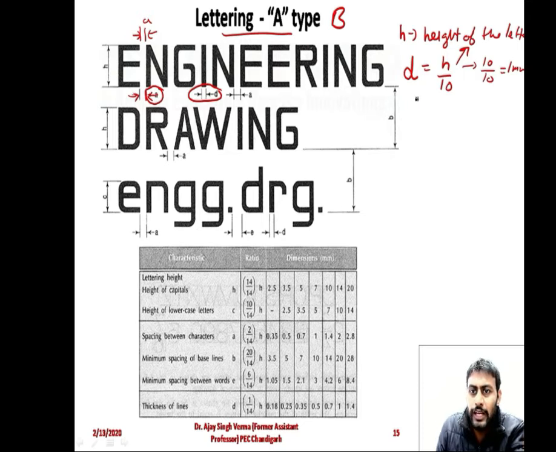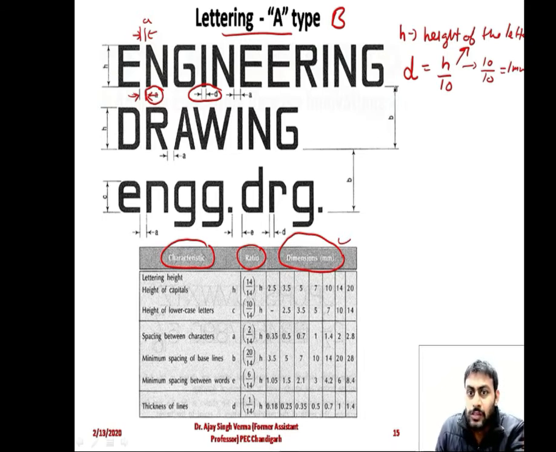In some books, they have some relations also. You can see this is a character and these are the ratios and dimensions. So according to this table, you can also draw letters. We will also discuss this after completing these notations.